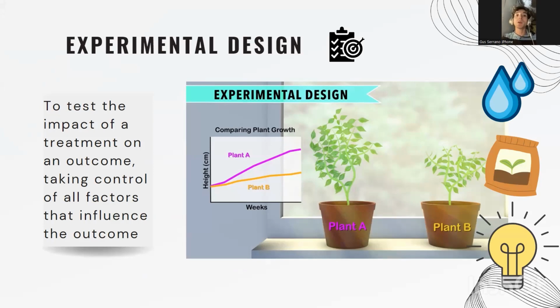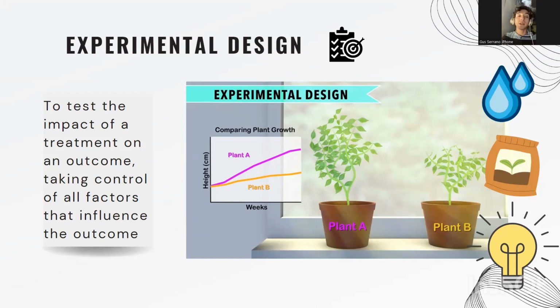For example, we could test the impact of the amount of water, which will be the treatment, between two plants. When one group receives a treatment and the other group does not, the experimenter can isolate whether it is the treatment and no other factors that influence that outcome. Those other factors will be, for example, the fertilizer or the sunlight.